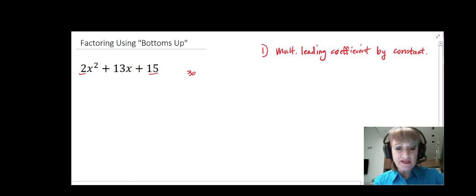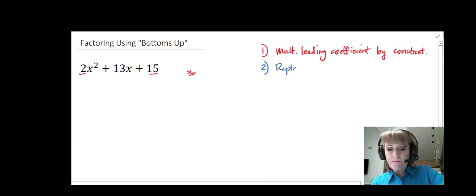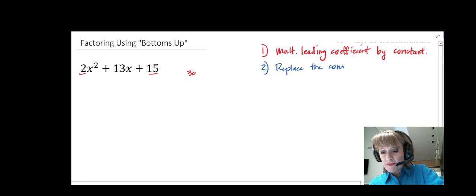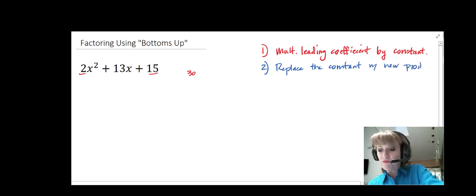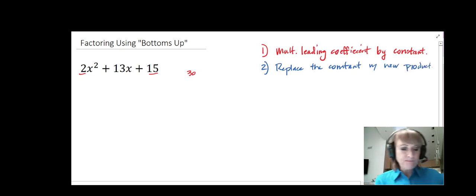And so the second step is going to be replacing the constant with this new product. The product is the answer after we've multiplied, right? So here we go. Now the front coefficient is now gone. So now we have this, and now it's a new trinomial.